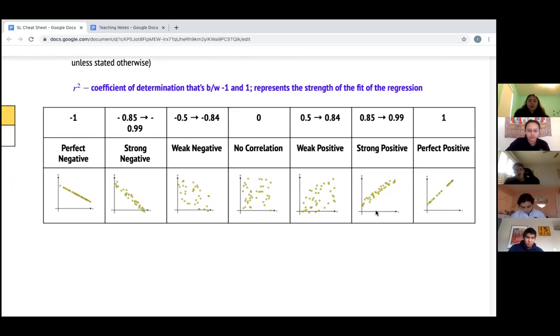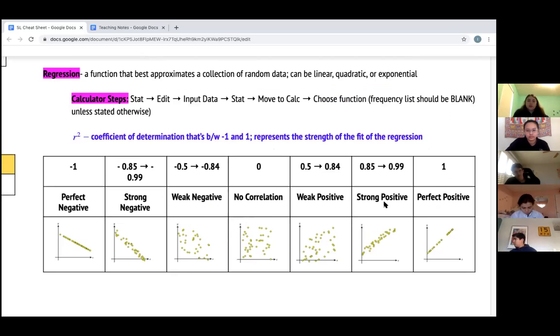So if you recall, there should be a section on Delta Math about this. But basically, negative one is the perfect negative regression, and then positive one is the perfect positive regression. The 0 would be no correlation. And then we have this strong negative where they're kind of scattered, but they still have a negative slope. And then the weak negative, where you can kind of tell it's negative, but they're pretty scattered. And the same goes for the weak and strong positive, just in the opposite direction.